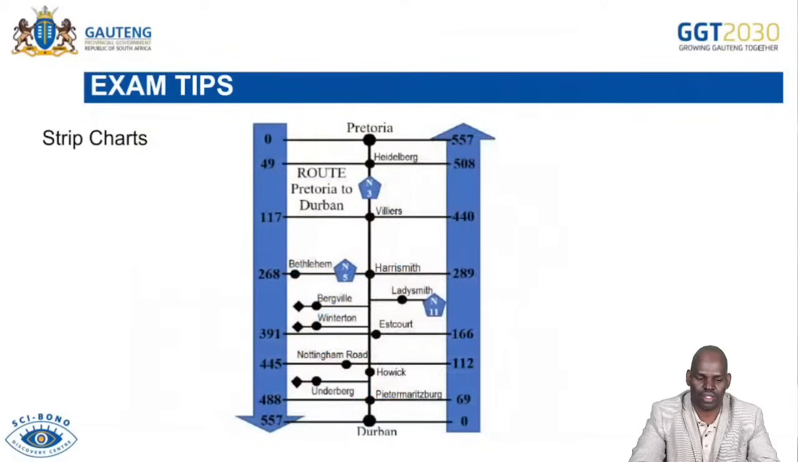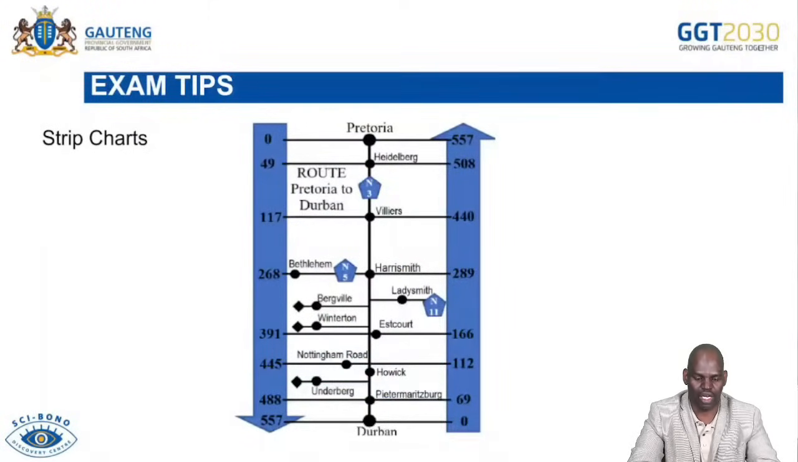Okay, the strip chart. You must be able to interpret the strip chart. For instance, in this case, if it's from Durban to Pretoria, where are you going to read that? Obviously, you have to start from 0 and then you end up at 557. That is from Durban. But if you have to check from Pretoria to Durban, obviously you're going to read it from the other side. You start from 0 to 557.